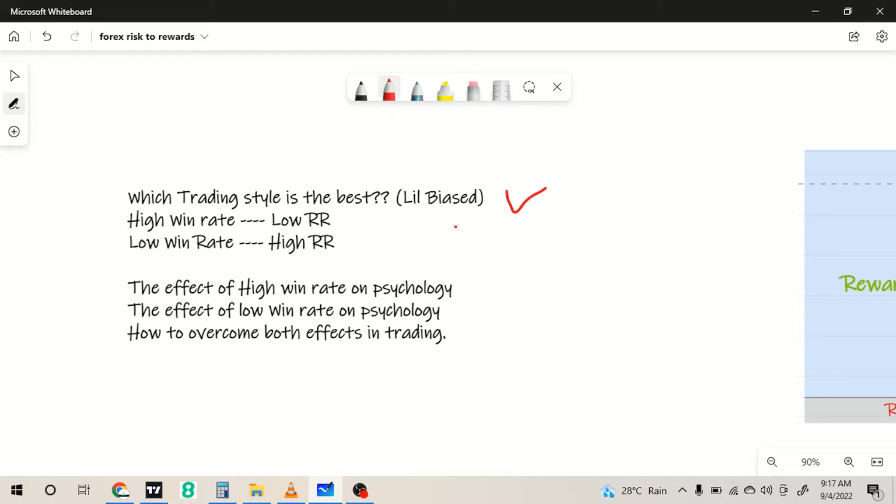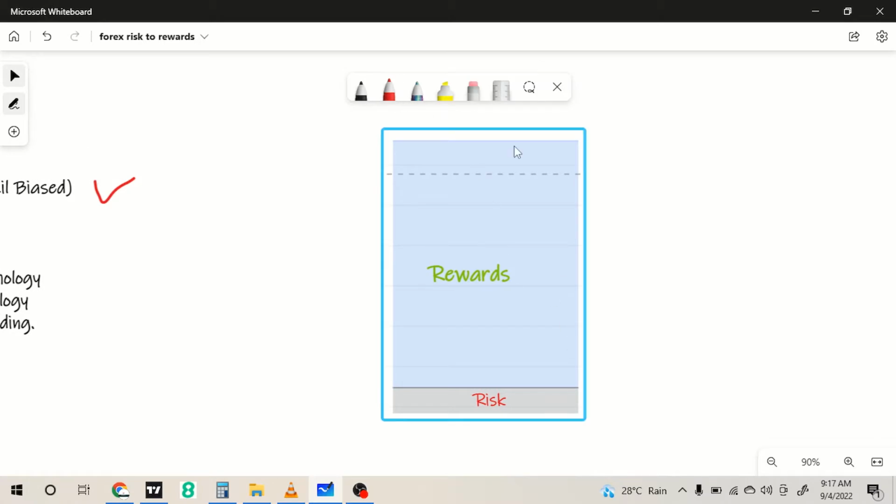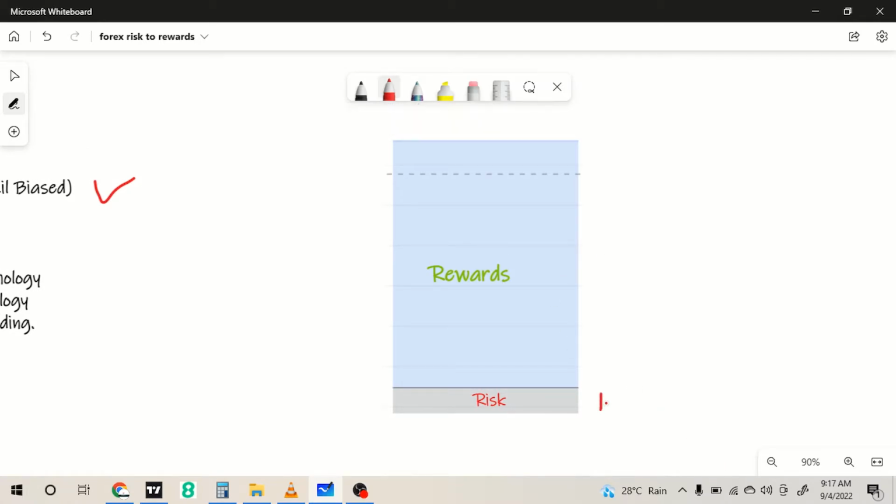So we're going to be looking at which trading style is better: the high win rate, low RR. And when I say RR, I mean risk to reward. Okay, so for example, if this was a trade here, we are risking relatively $1 here, a single dollar, to make $10 up here. Okay, so this is what we mean by risk to reward: risking $1 to make potentially $10. So scaling up, risking $10 to make $100, so on and so on.